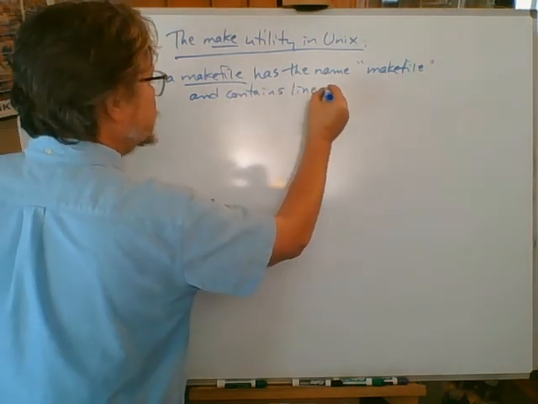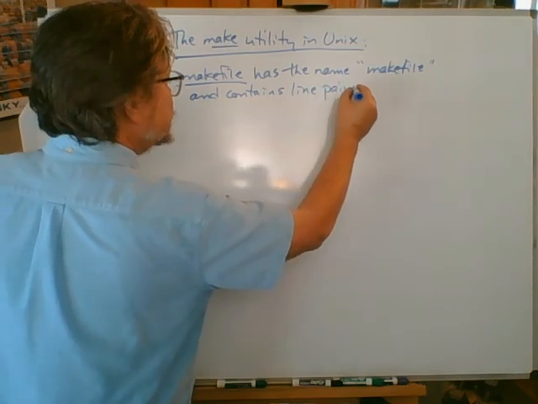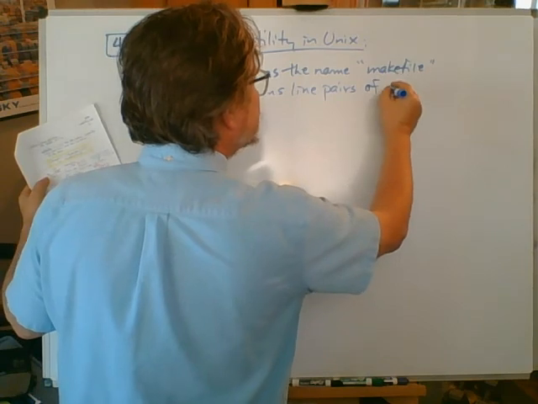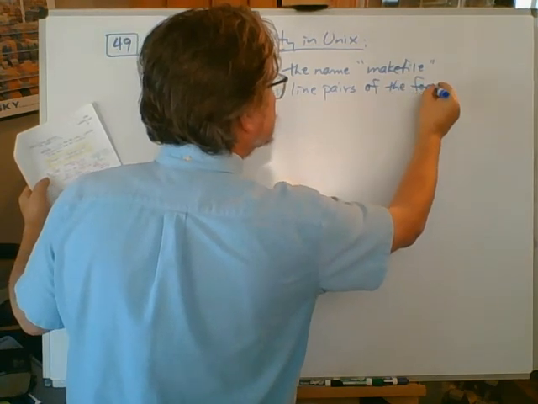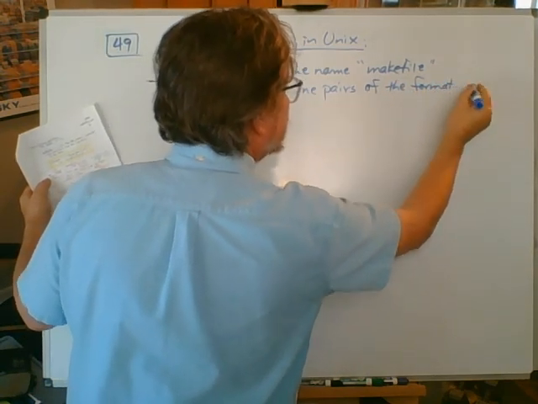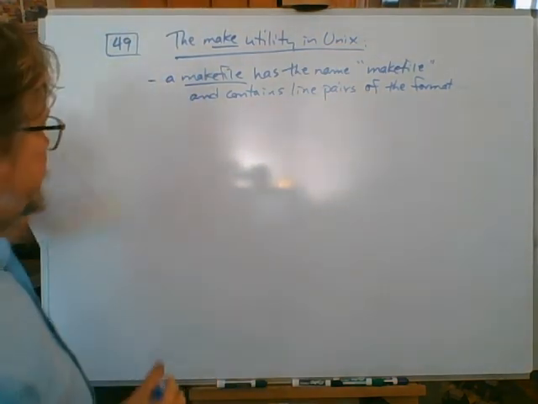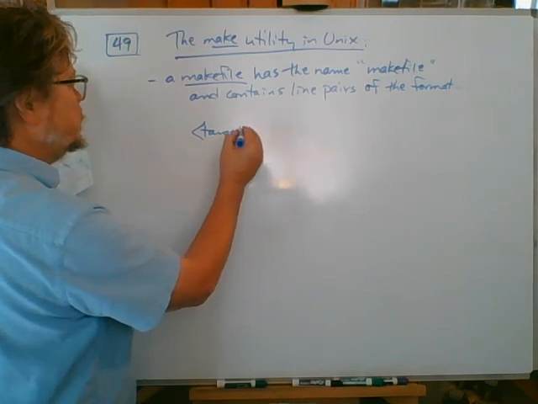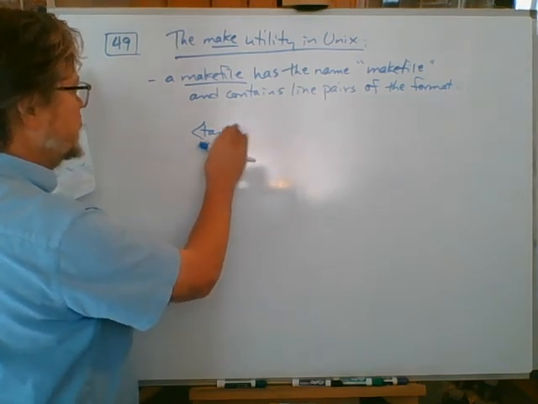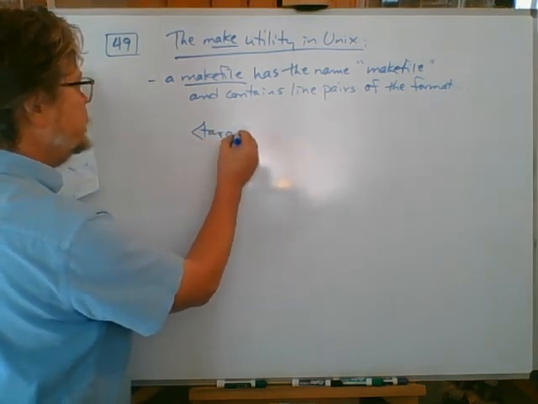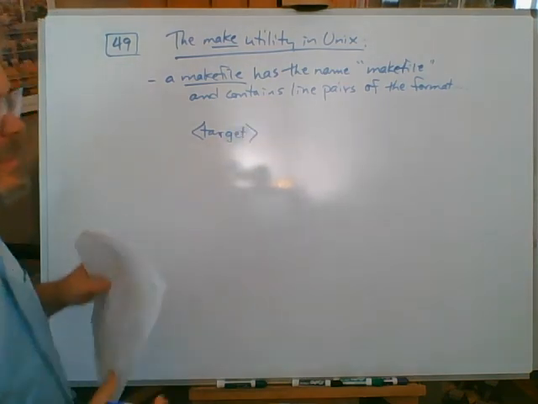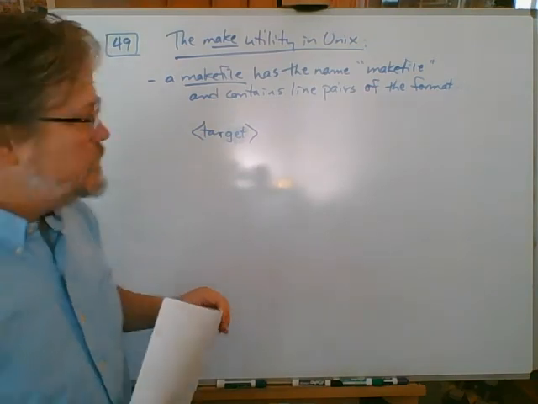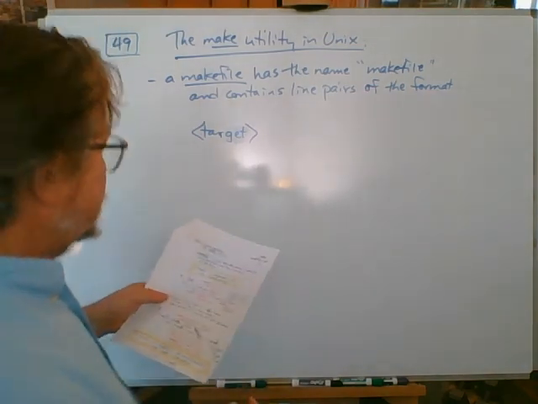line pairs, P-A-I-R-S, of the format, drum roll, dot, dot, dot. What format? Out front, there's what's called a target, T-A-R-G-E-T. T-A-R-G-E-T in my pointing brackets, meaning that's a token. That's a symbol that you're going to have to replace with the real thing to make this into a real valid line in a makefile.